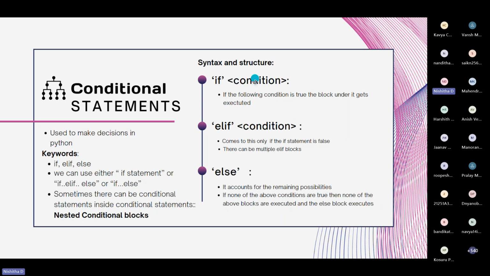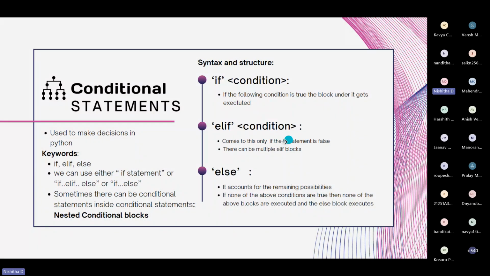Next, suppose that condition was false, then it'll go to the elif block. And in the elif block, it'll check the condition next to the elif keyword. Elif stands for else if. So it'll check the elif condition. If this condition is false, it'll go to the next block. Otherwise, if this condition is true, then it'll execute the statements under the elif block.